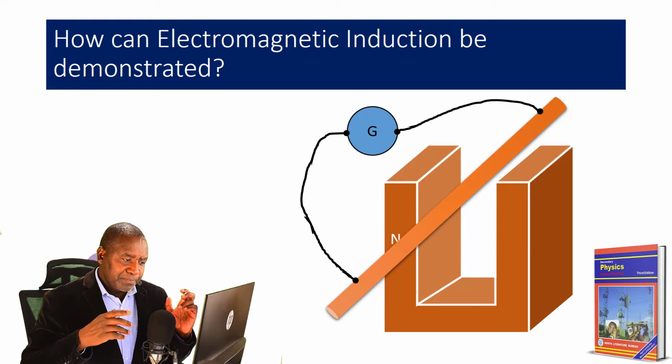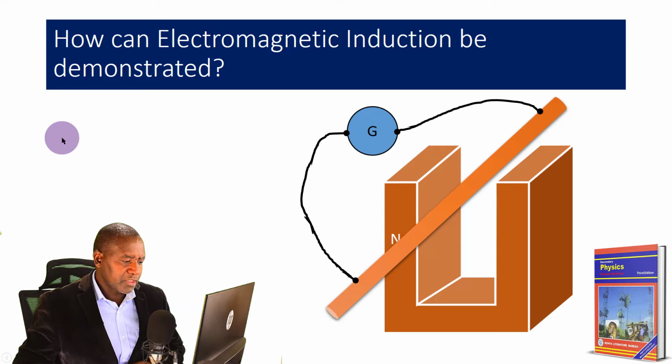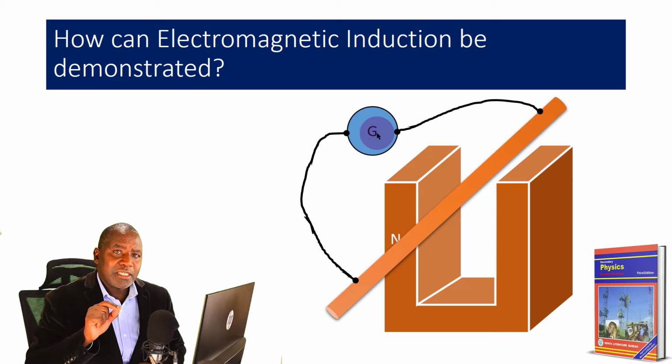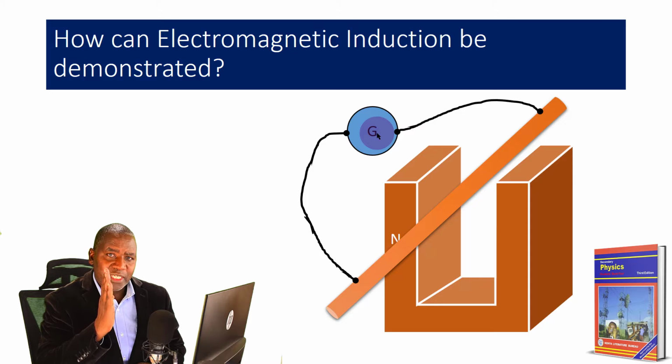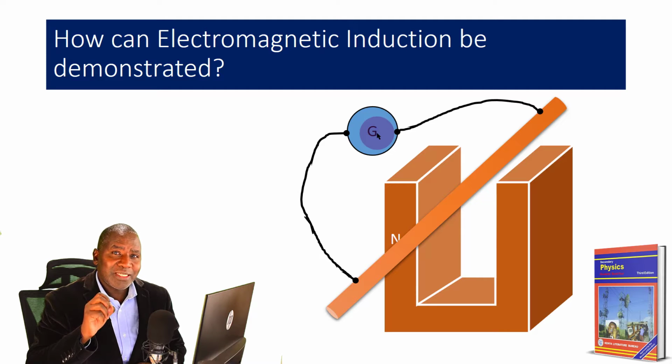You will need a U magnet. It's called a U magnet because it looks like the letter U. You will need a straight copper wire, and you will need a galvanometer. A galvanometer is a sensitive ammeter with a pointer at the center of the scale. Galvanometers are used to determine the null point in meter bridges. They can also be used to detect small amounts of current or EMF.